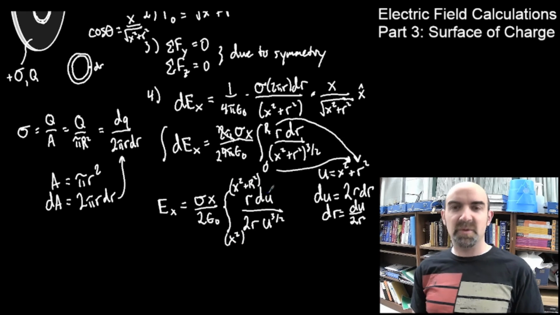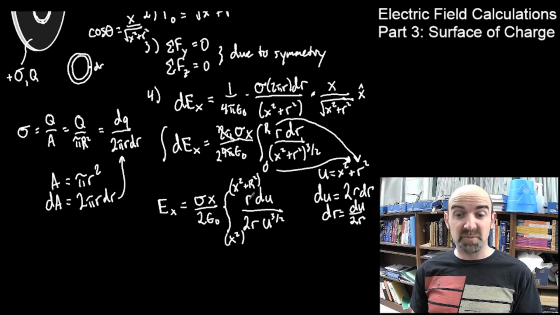All right, so now we see why the u substitution is going to work, because we do have an r in the numerator and an r in the denominator, and they cancel. And we're left with just du over 2 u to the 3/2.